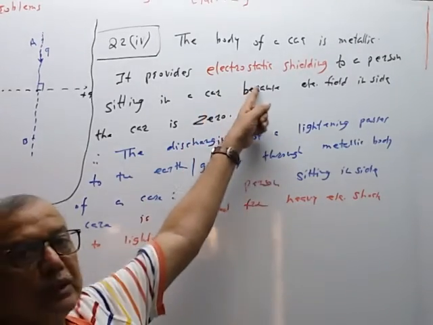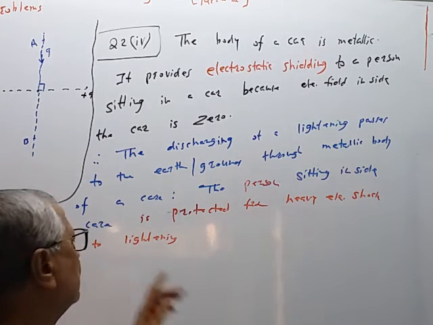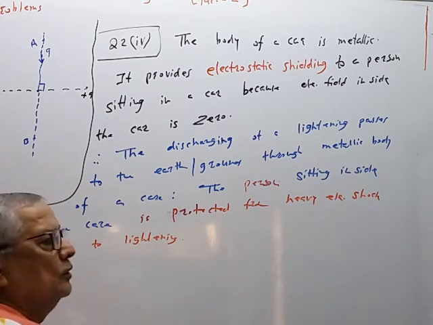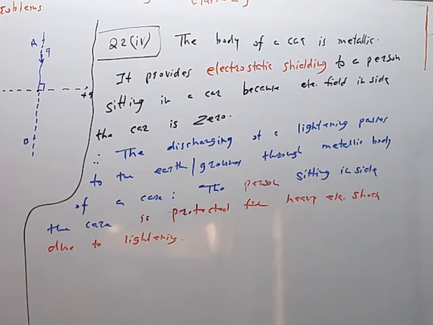Due to the electrostatic shielding, the person is protected from heavy electric shock due to the lightning. So it is better to stay inside the car like this. It is the best example of electrostatic shielding.